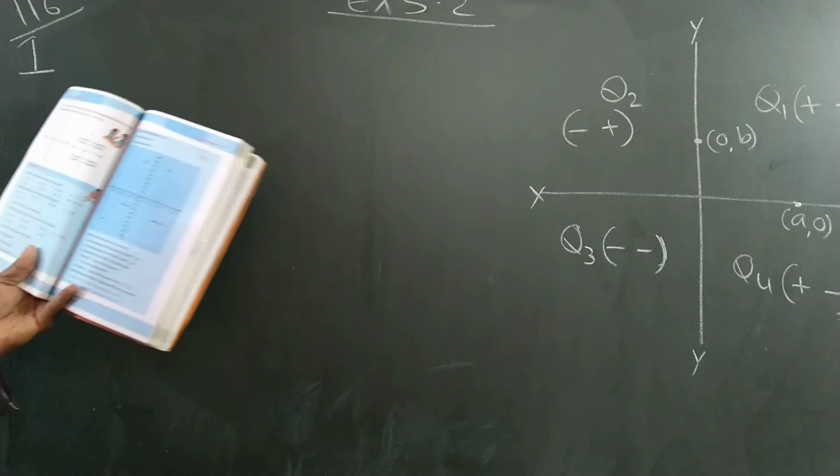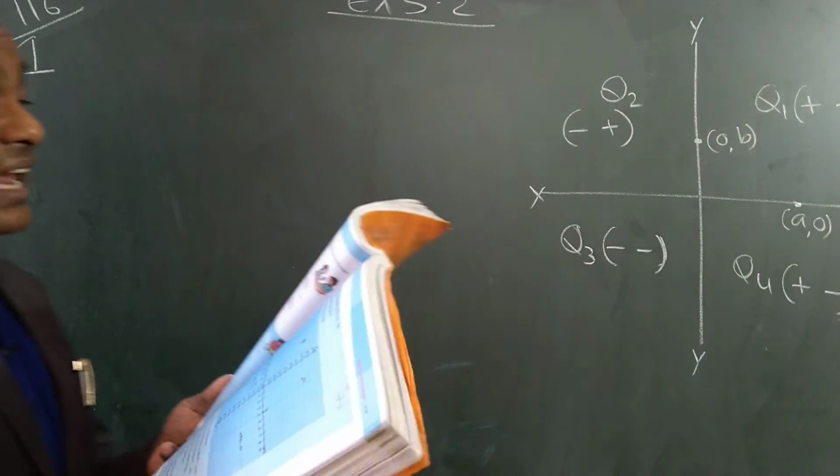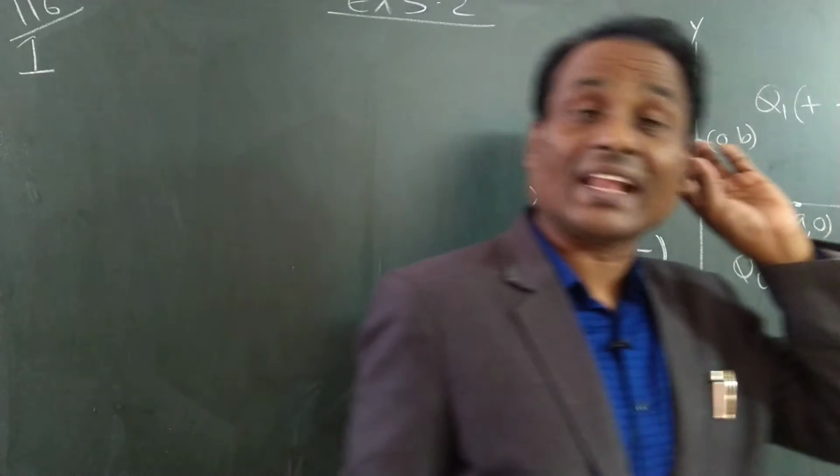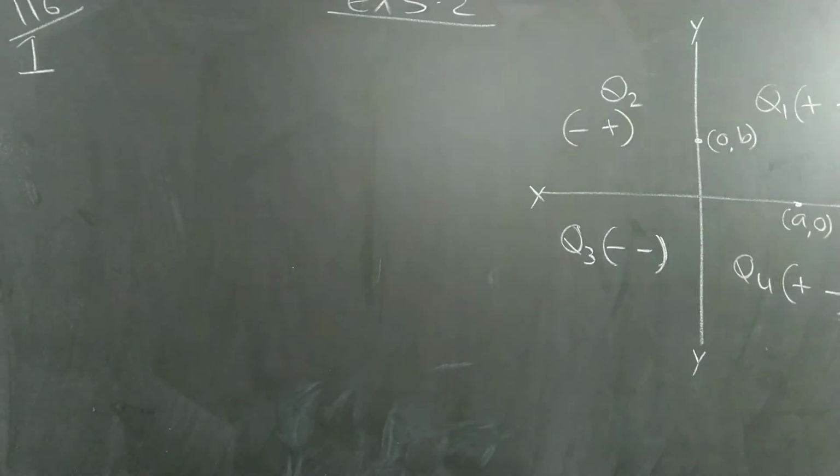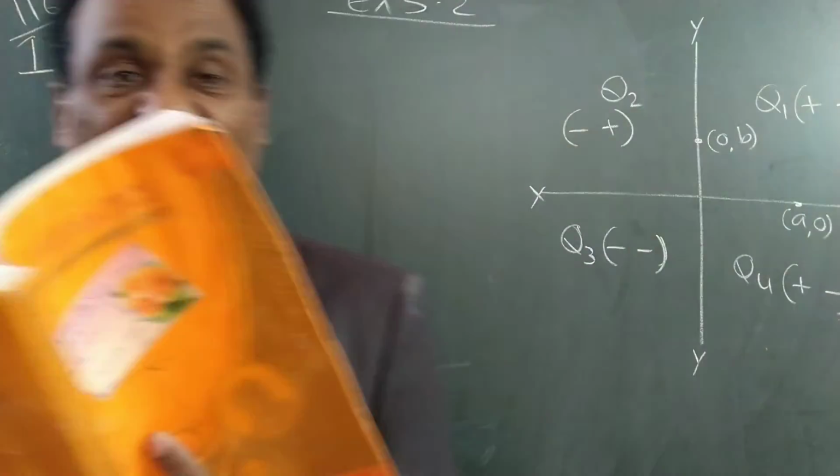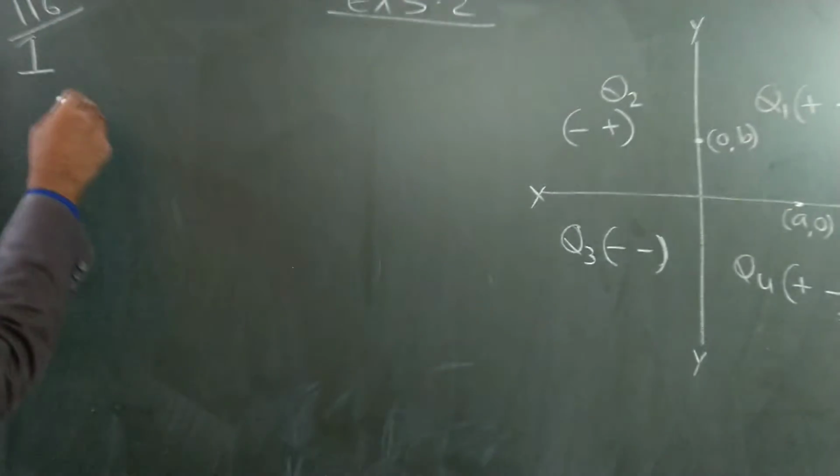See here. Exercise 5.2. Write the quadrant in which following points lies.